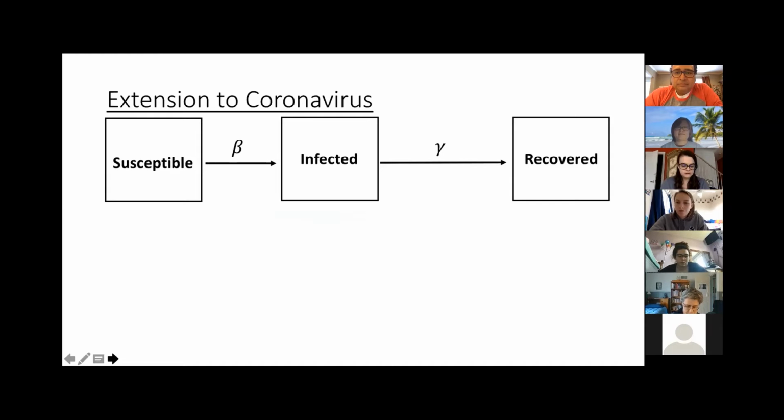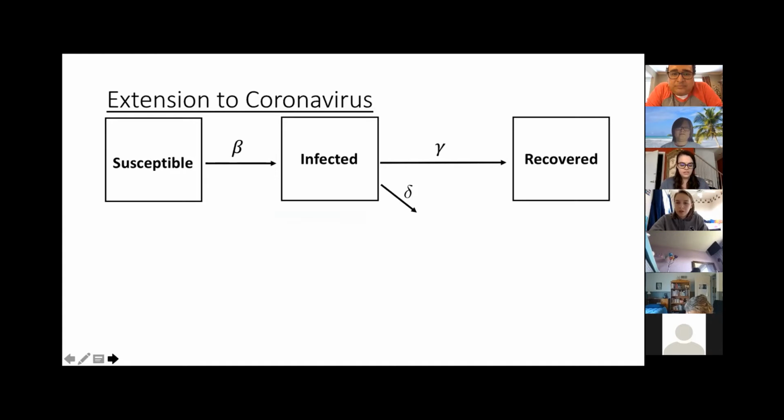But with the coronavirus, we know there's other things that are happening. For example, we do know that unfortunately people have been dying from this disease. So we have to have people leaving the infected population and dying, and I have it at some rate delta.